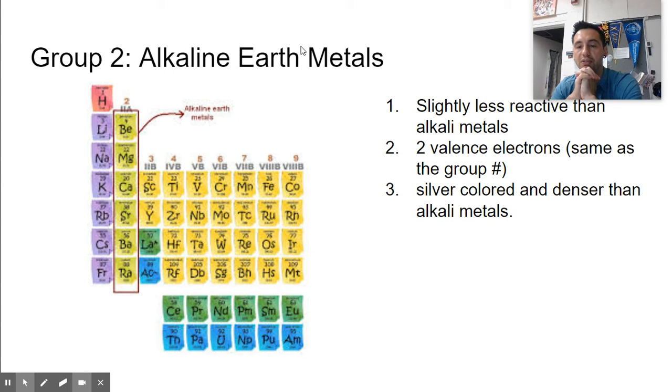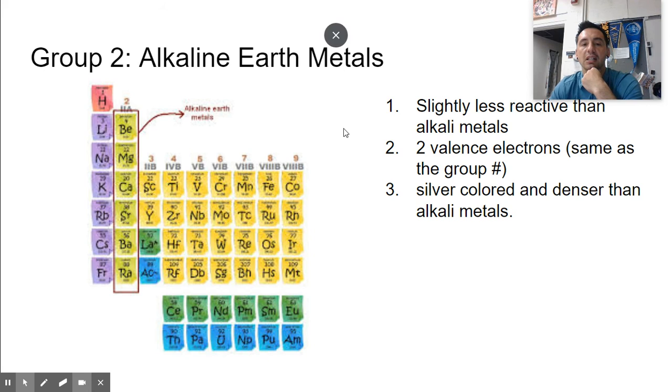They are again silver in color, but they're denser than the alkali metals. Often much harder to cut with a knife. Magnesium, you can't really. It's really hard to cut. Same thing with calcium, strontium. Those are kind of hard to cut.